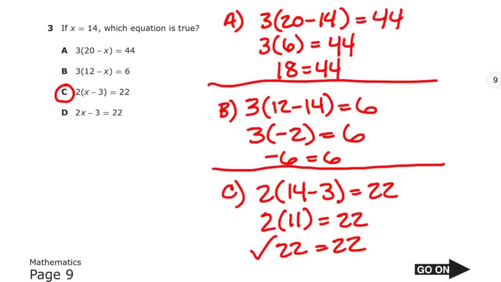For number 3, it says if x equals 14, which equation is true? So all I did is simply plug in the number 14 into the equation and work them out. A, we got 18 equal to 44, so we know that's not equal, so that's not right. When we worked out B, the answer came to -6, which is not equal to 6, so we couldn't use that one. For C, 22 was equal on both sides, so we knew that was the answer. In this case, there's no need to do D because we have already figured out C is equal, and no need to waste time doing D once we figure out our answer.